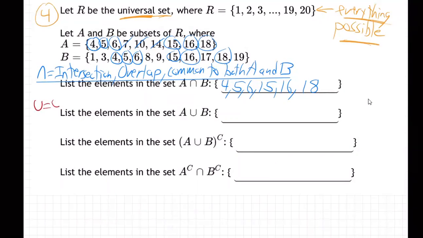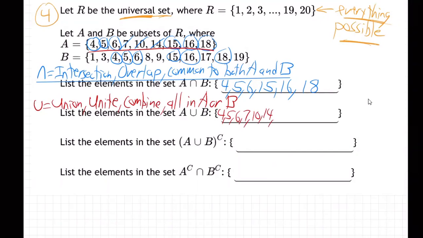So this one is the union. The union. Unite. Combine. All in A or B. Everything that's in A or B. So I just take all of A is what I do. Let me just write down all of A. 4, 5, 6, 7, 10, 14, 15, 16, 18. 4, 5, 6, 7, 10, 14, 15, 16, 18.